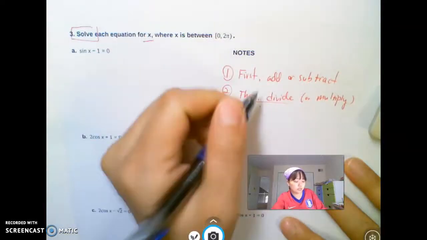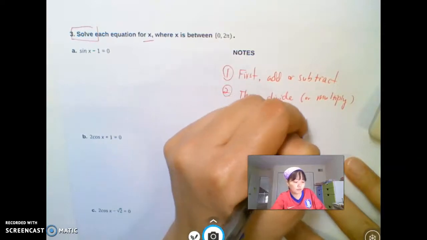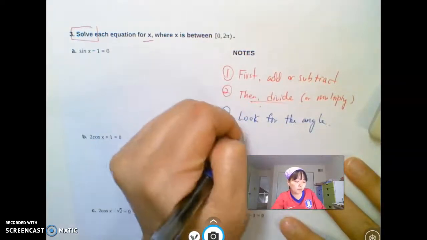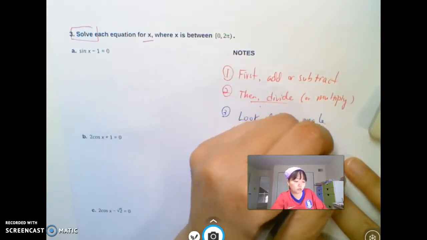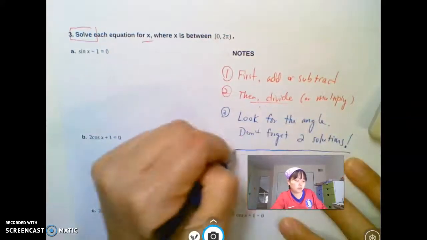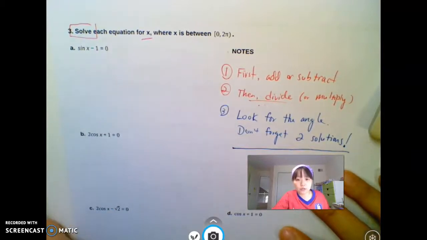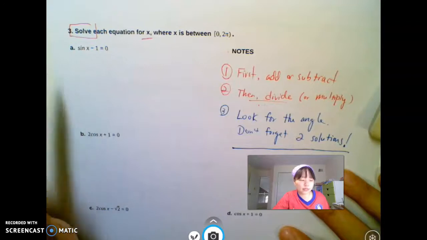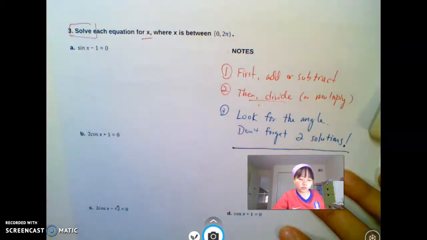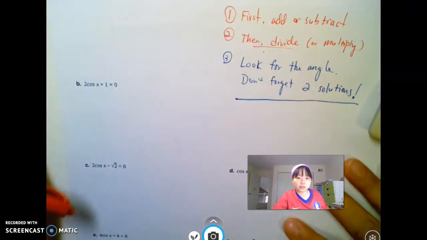Oh, I guess we should do this, huh? Number 3, look for the angle, but remember, don't forget 2 solutions. I don't like my writing here, but bottom line, exact same thing. You're solving for x, but we'll keep the sine, cosine, tangent next to it. Don't forget the 2 solutions at the end. You know what though? I'm going to start from B because 1 is kind of a special case. I'll come back to it a little bit later.